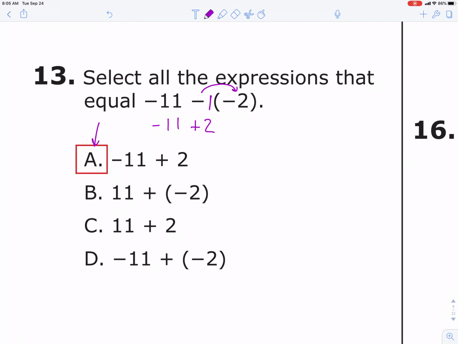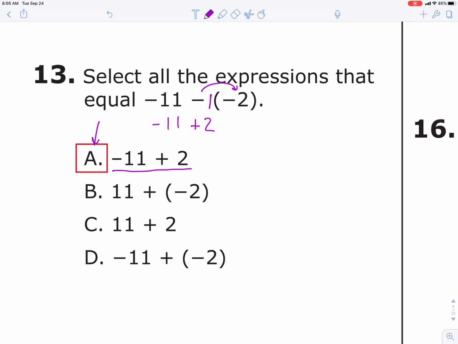Now, if I look at all these answers, this is the only one that's actually a -11 plus 2. This is a +11, so that one gets ruled out. This is also a +11. If there's nothing in front of the number, then it's a positive. This one has a -11, but it also has a -2. Adding a -2 is the same as -11 minus 2. So that one doesn't work. Only A is the correct answer.